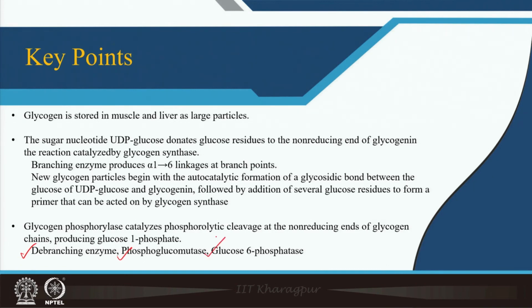Once again, the key point is that glucose 6-phosphatase is present in liver, for which liver can provide glucose from glucose 6-phosphate, whereas glucose 6-phosphatase is absent in skeletal muscle. So, skeletal muscle cannot provide glucose to circulation; rather, the glucose 6-phosphate formed in skeletal muscle is utilized for its own contraction. So, this is all about glycogen synthesis and breakdown.